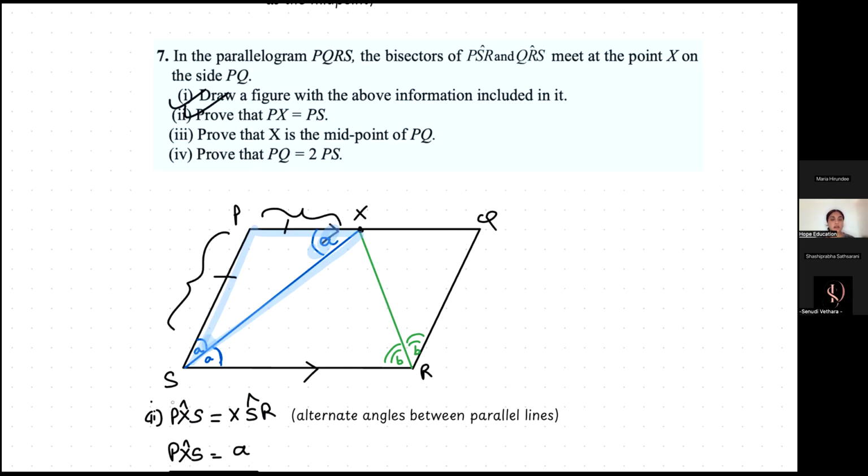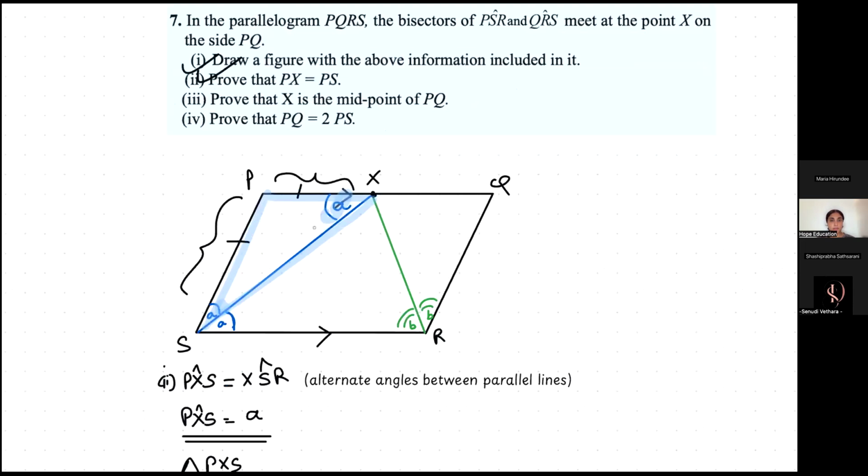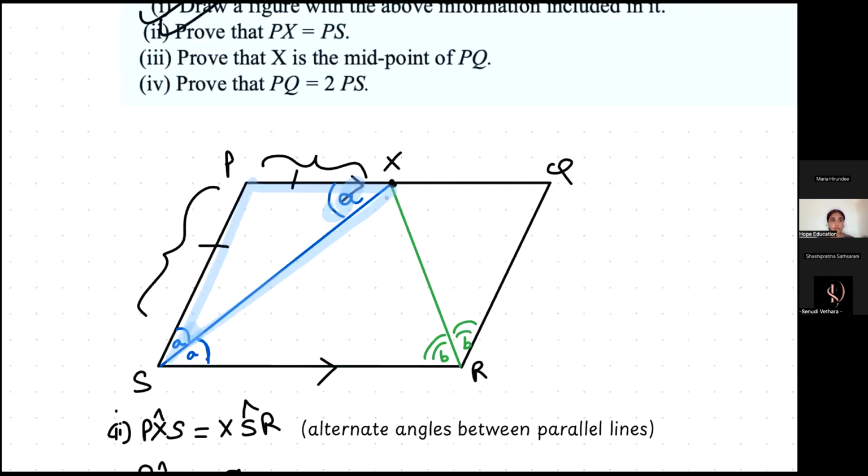What were we discussing? X is the midpoint of PQ. We have to prove that. So far, what did we prove? Okay, okay. All right. Okay. So X is the midpoint of PQ. So for that, I told you, we have to prove that this part is equal to this part.